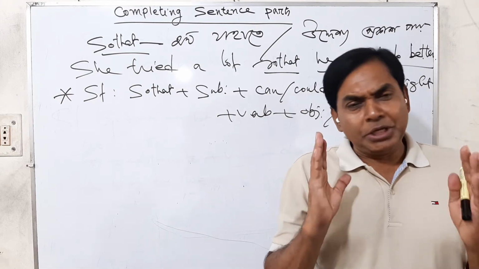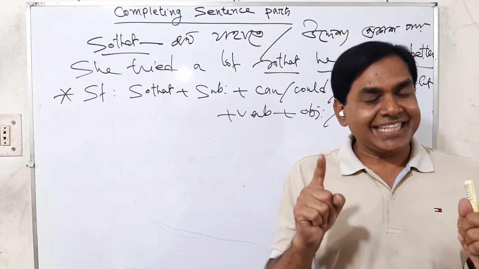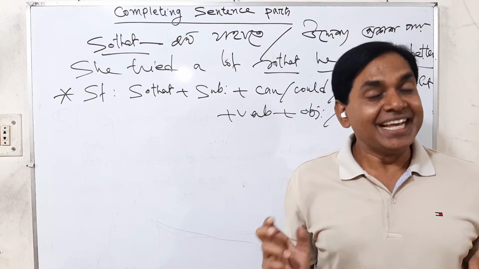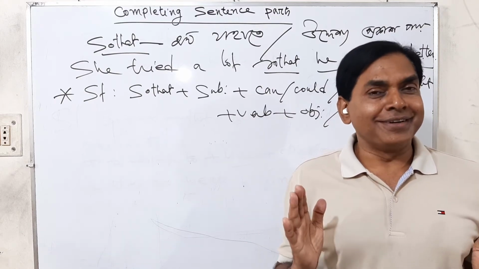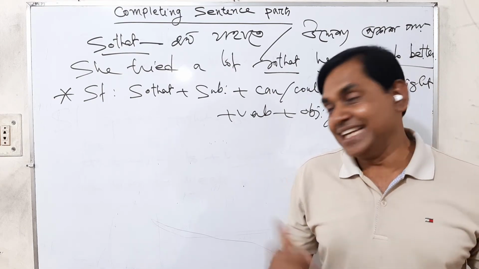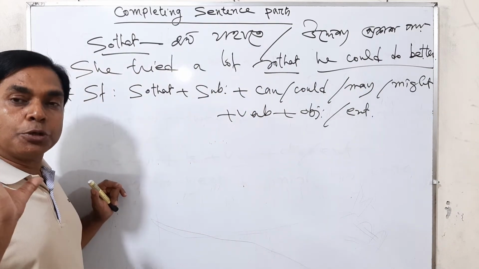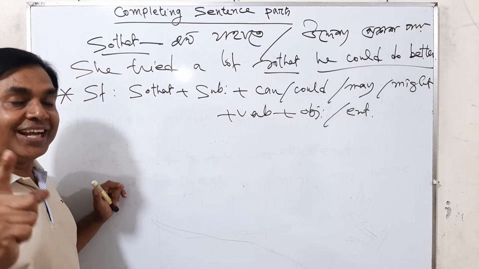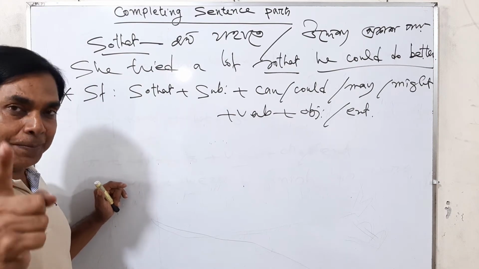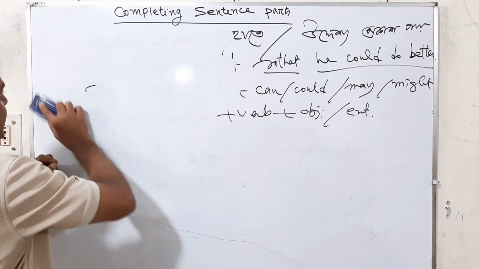Suppose you go to college so that you can follow the lectures of your professors. Suppose you go to school so that you can learn your lesson better. In this way you can write many sentences which can help you to learn English better and to speak and write English better. Now we are going to the next structure.